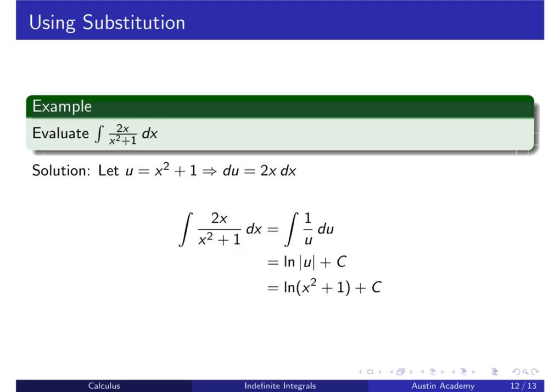Next example. Evaluate the integral of 2x over x squared plus 1. Let u equal x squared plus 1. Then du equals 2x dx. So the integral becomes the integral of 1 over u, which is natural log of absolute value of u, plus C. Final answer. Natural log of x squared plus 1, plus C.